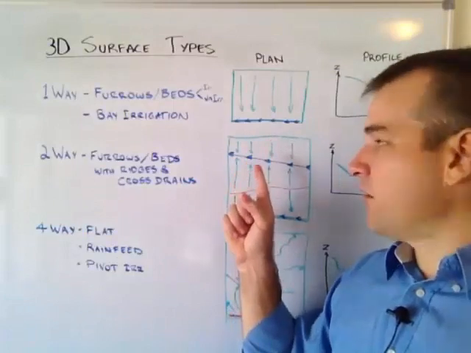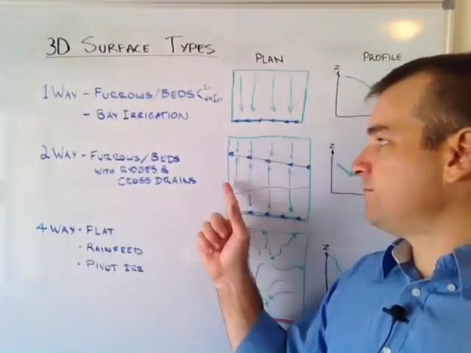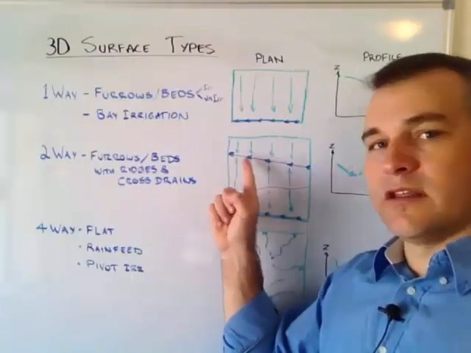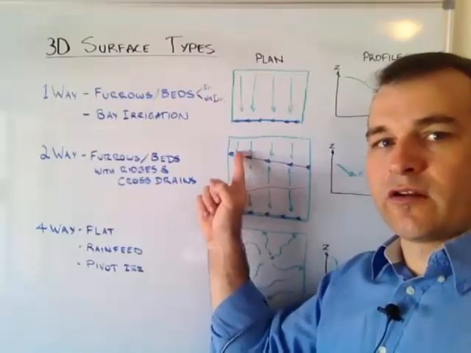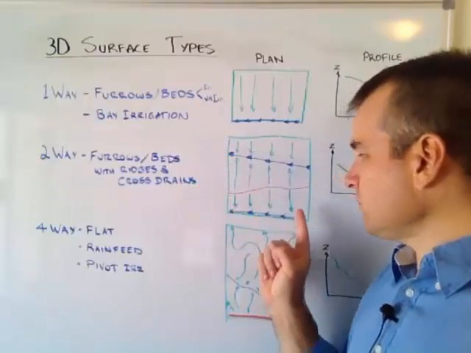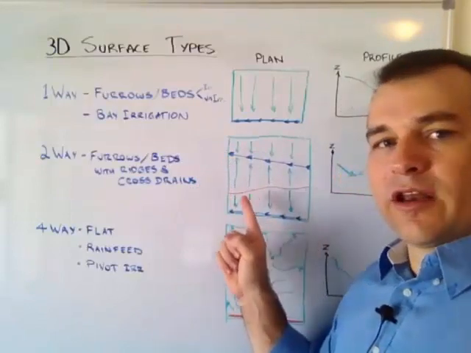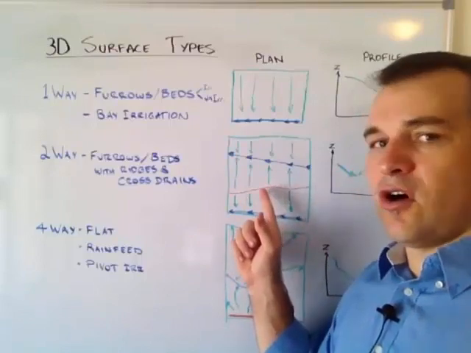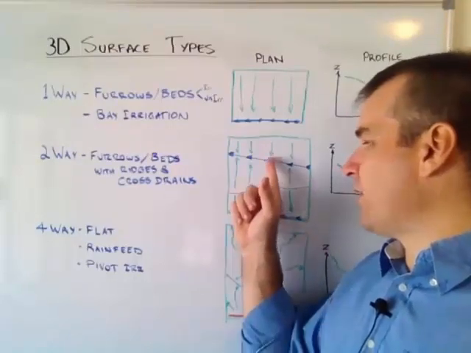So we've got the green arrows indicating the flow of water in the furrows, and then we've got a blue arrow here to indicate a cross drain that's going to take water out across the field. And this red line here indicates a ridge. So that's a high point in the field, natural high point, that we're going to drain water away from.